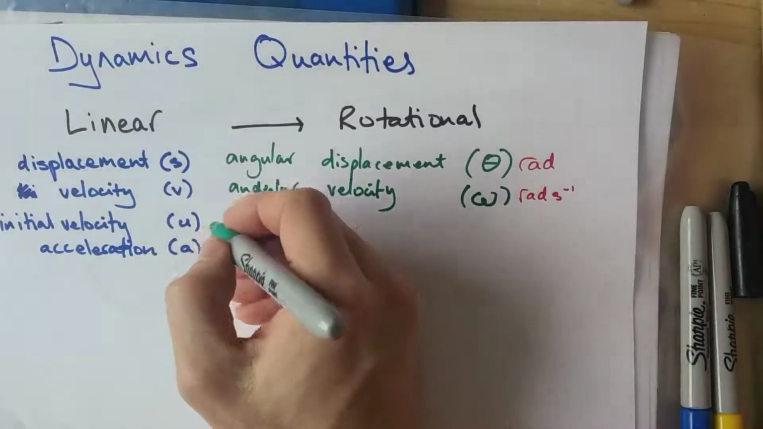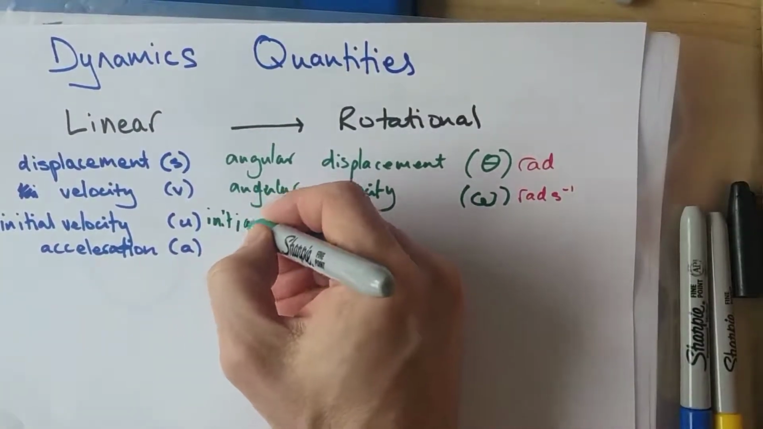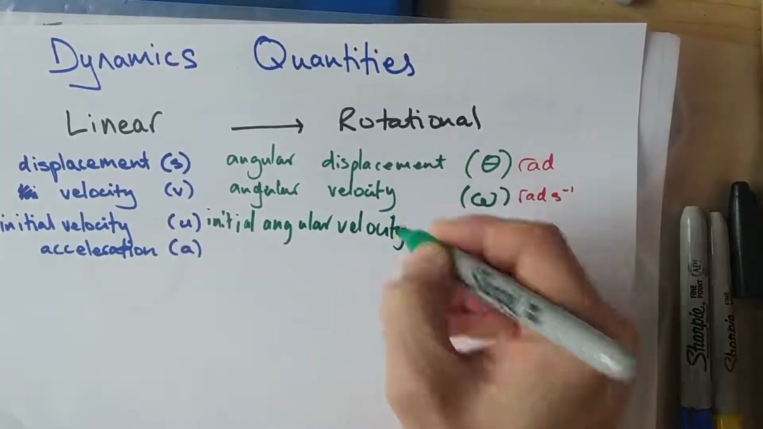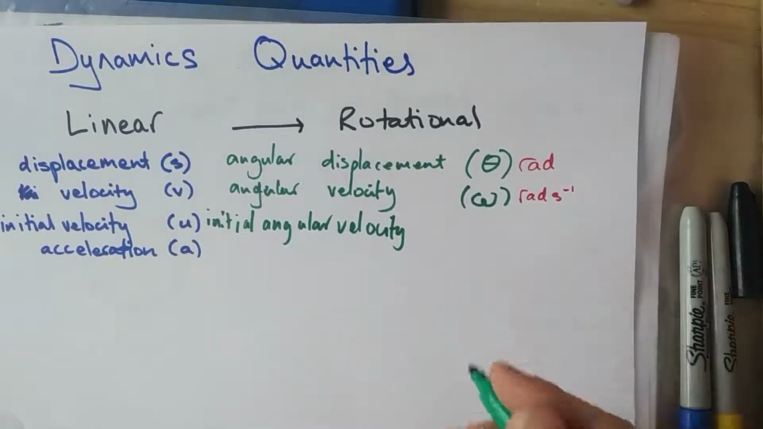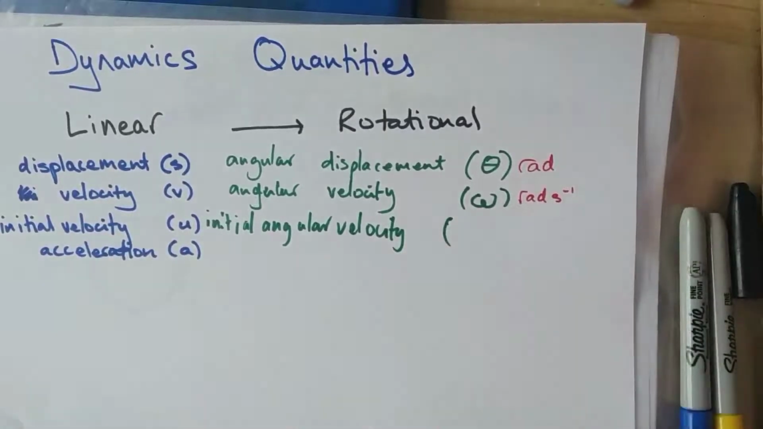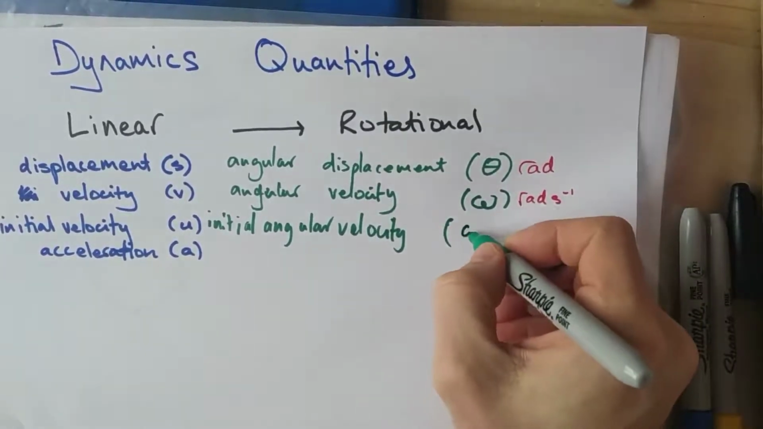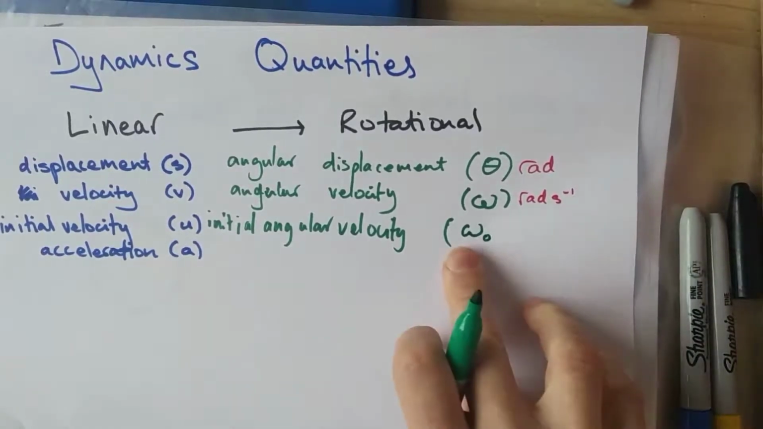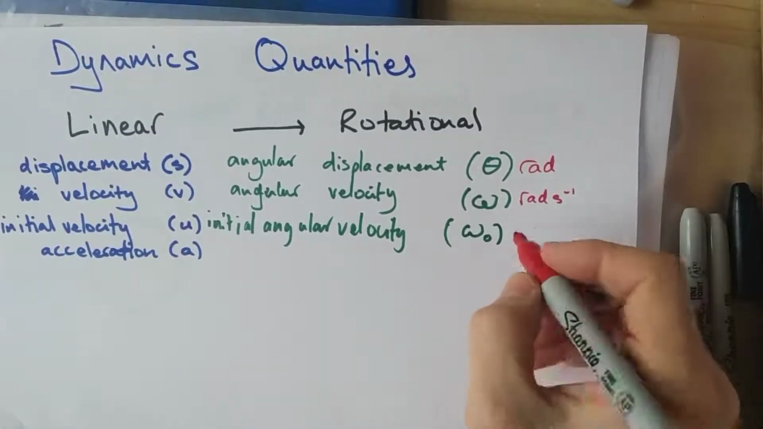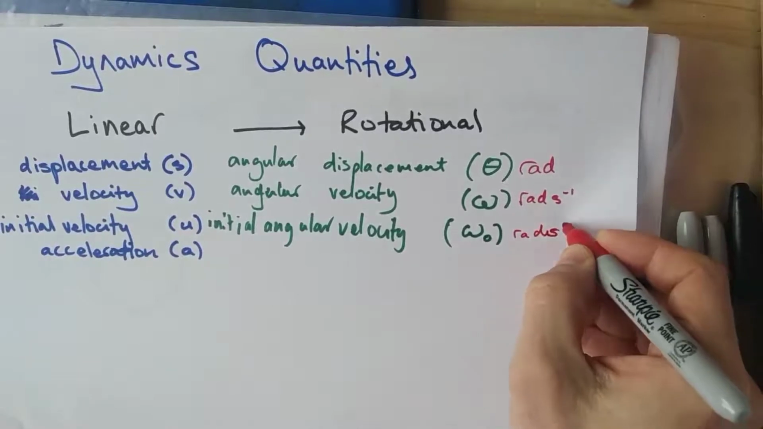So initial velocity just becomes a bit of a mouthful, but initial angular velocity. Rather than give it its own symbol, a completely new letter, we're a bit more space saving, because it's just an angular velocity at a specific point in time. It's just the angular velocity at whatever time we choose to be zero, the start of the system we're looking at. So we can just call it omega with a subscript 0, or initial angular velocity. And again, we're going to measure that in radians per second, because it's just an angular velocity.